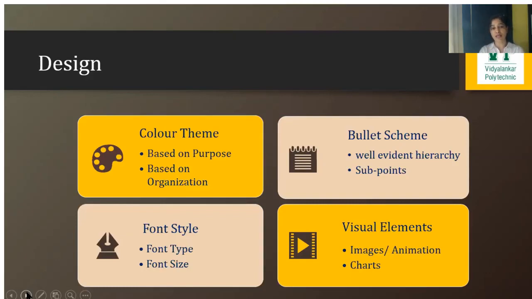As a suggestion, I can tell that we, the faculty of Vidyalankar Polytechnic, can have a common template on which we can prepare our e-content, so that by seeing the first slide, the student can understand that this PPT belongs to Vidyalankar Polytechnic. The bullet scheme should not be very complicated. Font style and visual elements we will discuss in later slides as well.